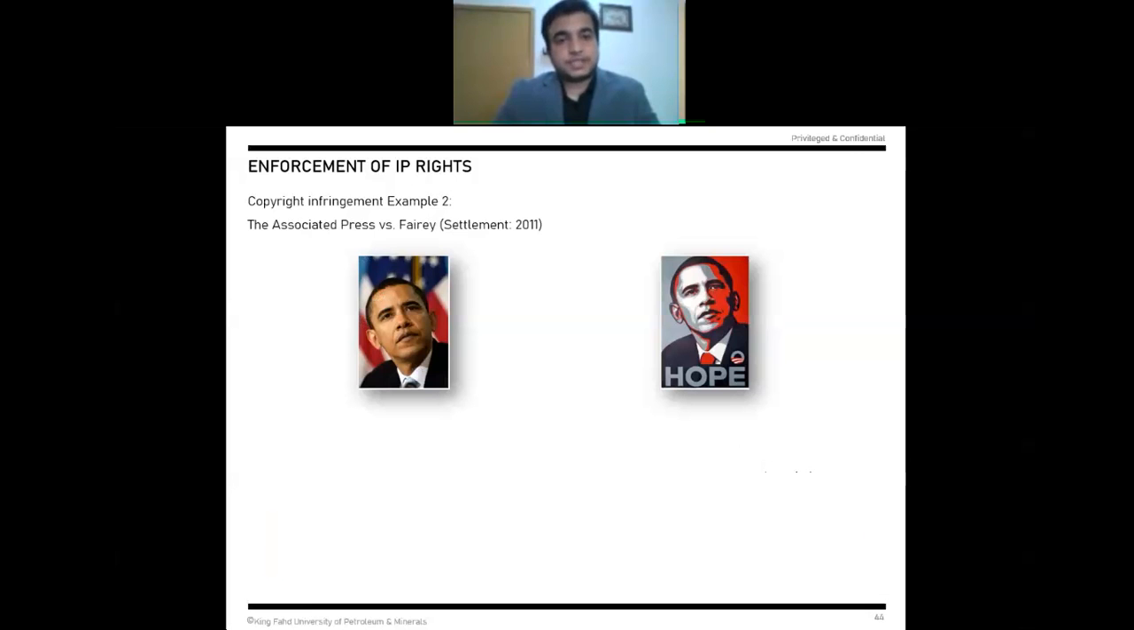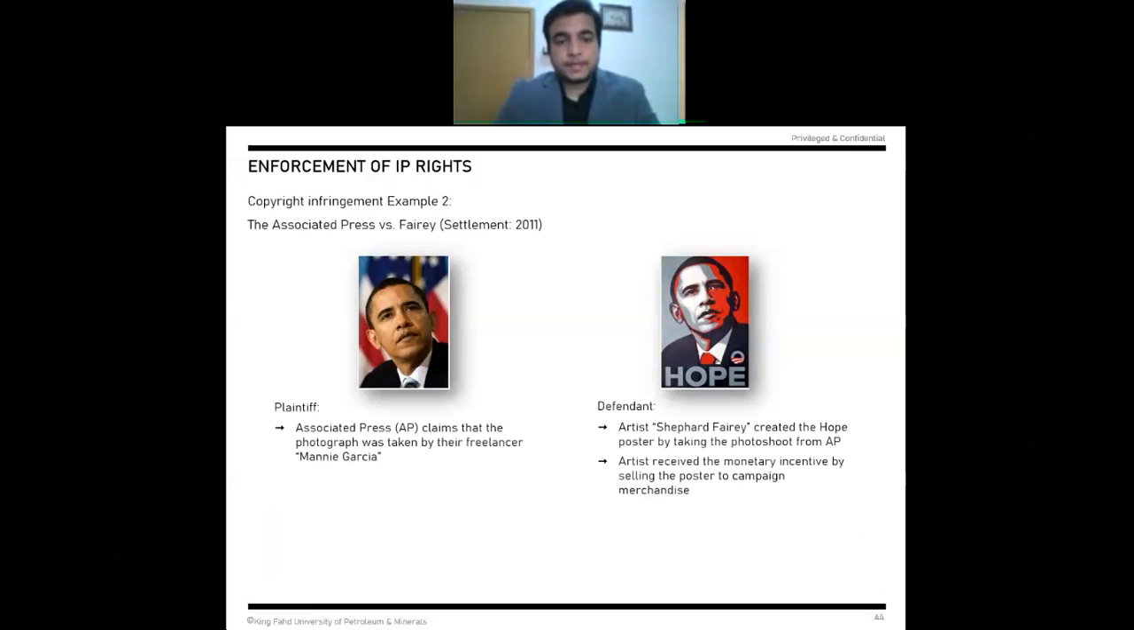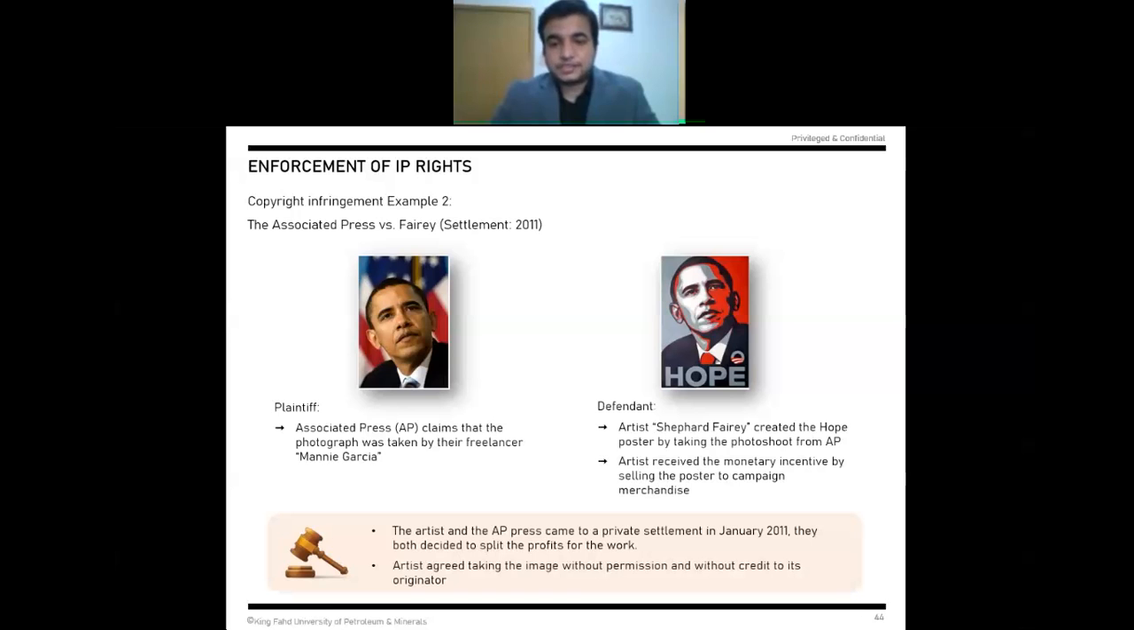And this example is also about a copyright example. On the left is a photo that was taken by a freelancer called Manny Garcia, who used to work as a freelancer, but the photo was for Associated Press. And someone called Shepard Fairey created a poster which was similar to the photograph that was taken. So this case was taken to the court, but a private settlement was made by the two parties, and they decided to split the profits for this work.